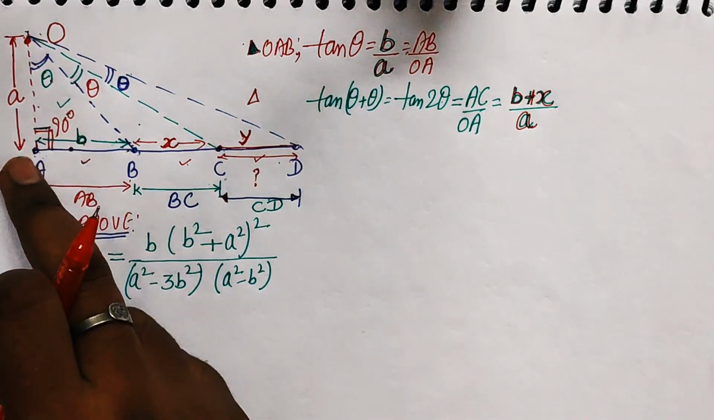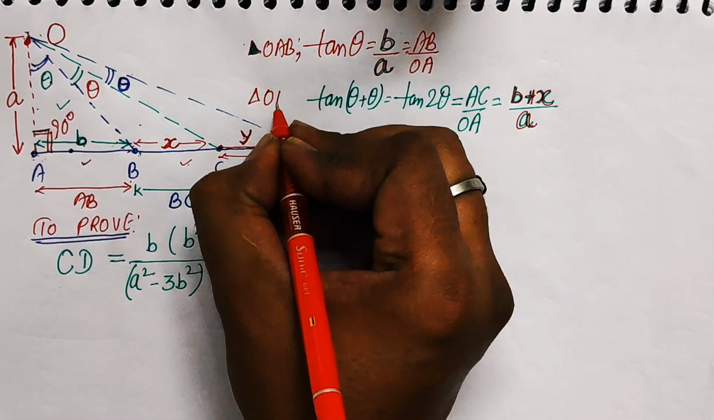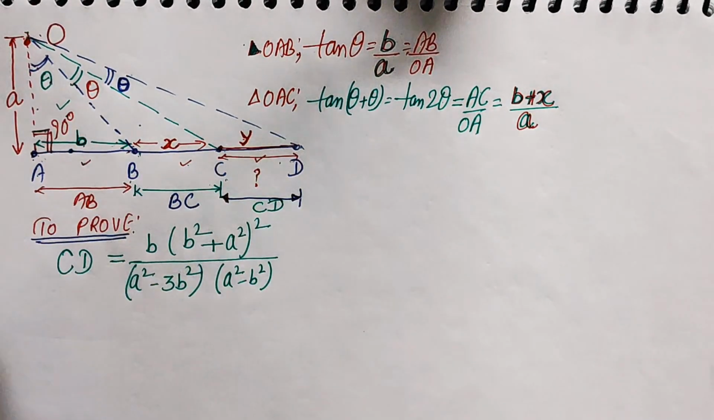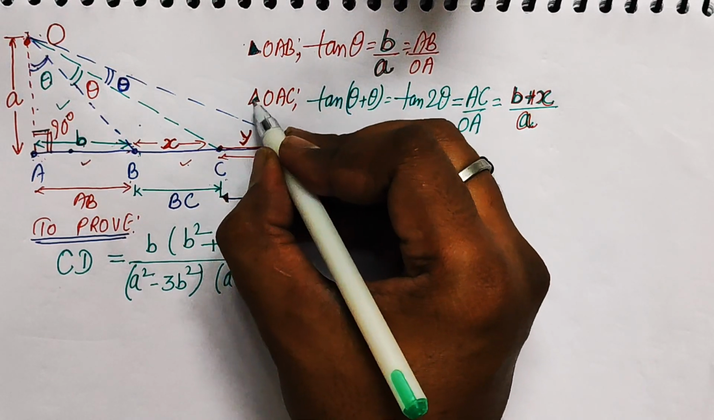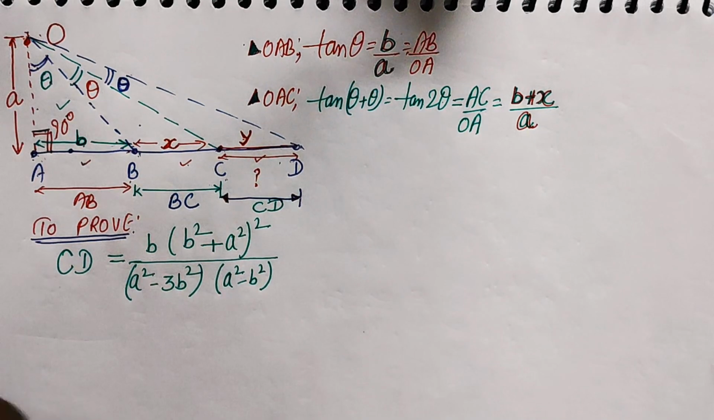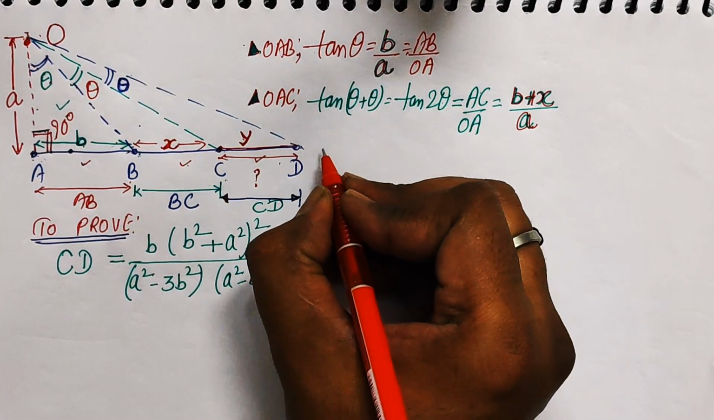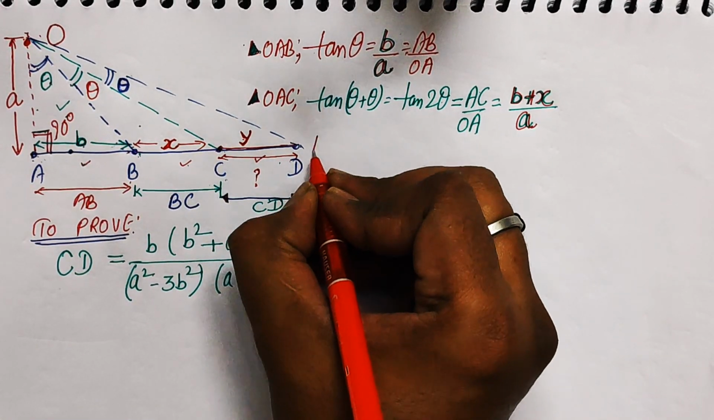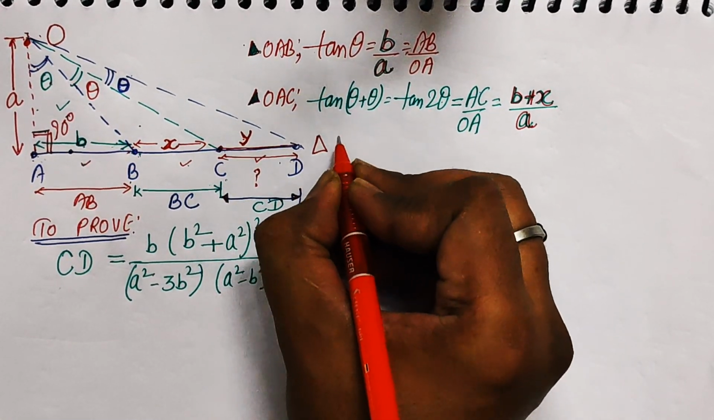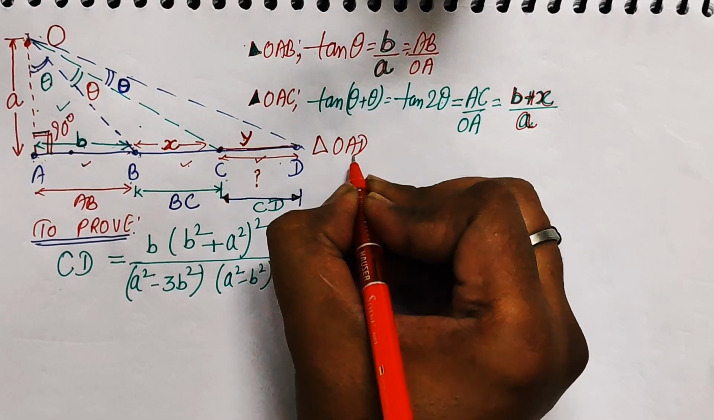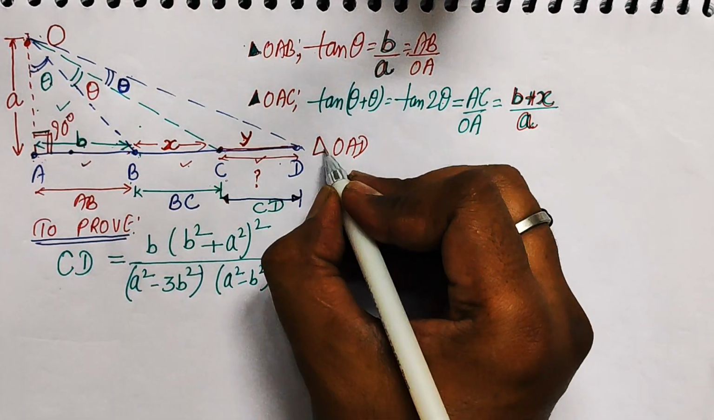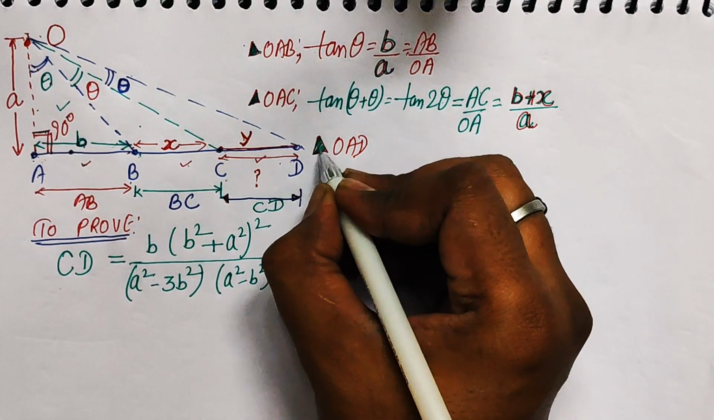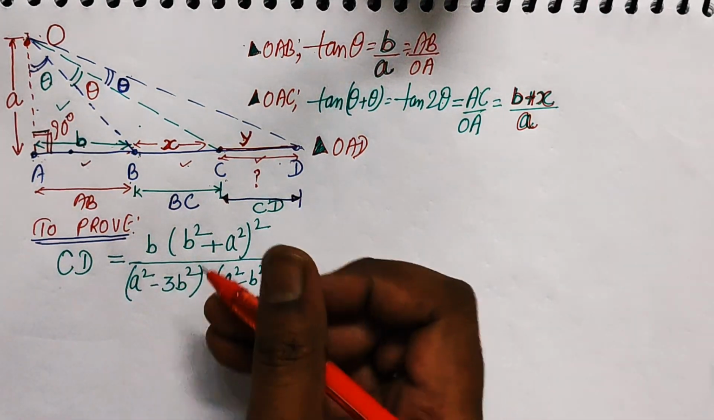Triangle OAC, right? So this we have considered. Now consider the third triangle. Which triangle? The bigger triangle, triangle OAD. From triangle OAD, what is the value of tan?